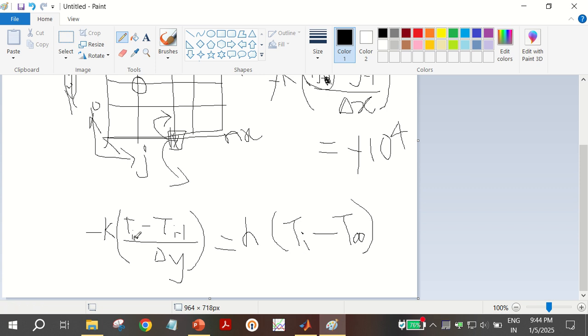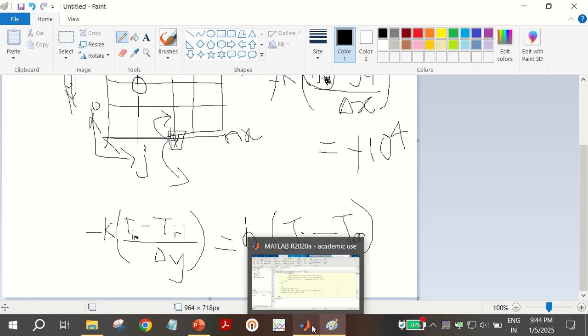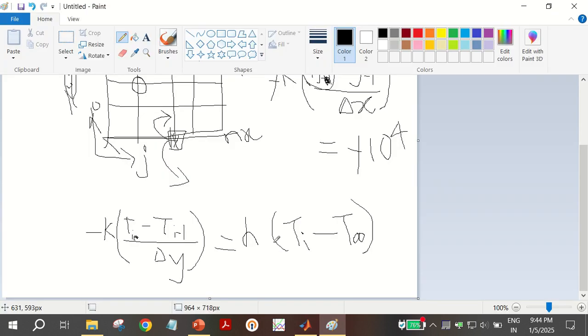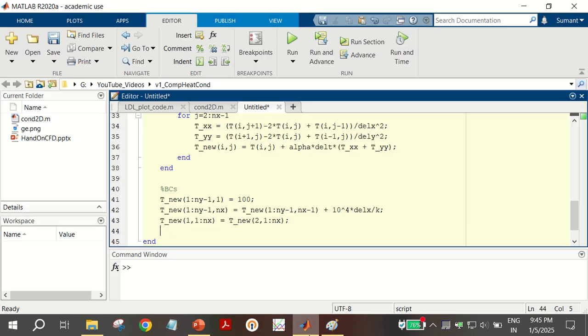Now you bring the Ti's all together on the left hand side and all the other things to the right hand side. So Ti will have a coefficient of k by delta y if you send this minus to the right hand side, and here you will have minus h. Later on you will bring it to the left hand side, so minus h will become plus h. So all together it will become plus h only.